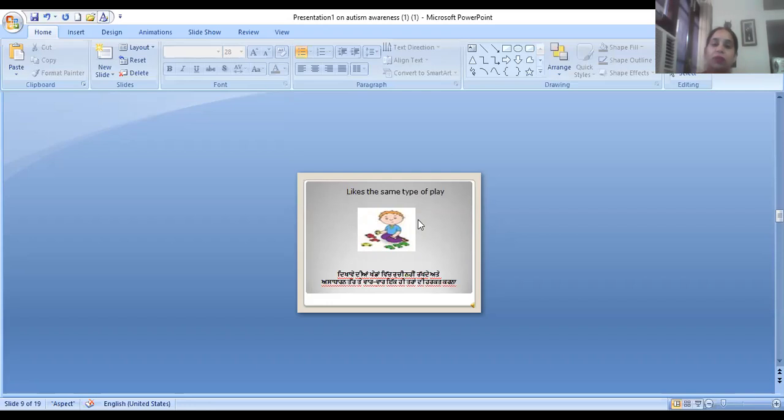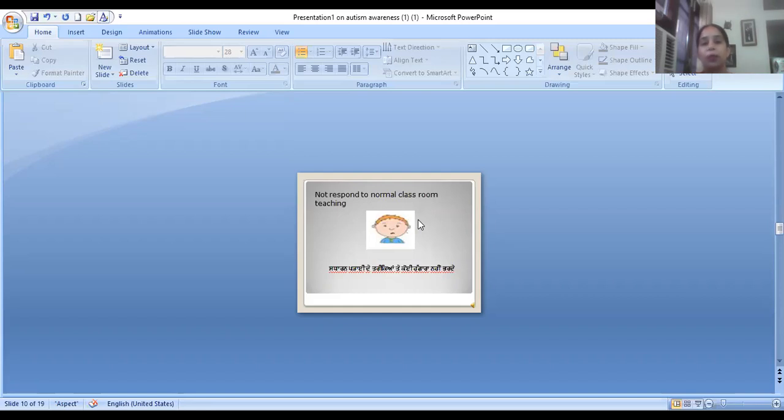You can see in the picture the child has three colors of cars, red, yellow, and green. But the child just sorts them out. He will do the same type of activity every day. He will always sort them out and will not do anything else with those cars. Like the other child, a neurotypical child can do a lot of things with those toys, but the child with autism has the same type of play.